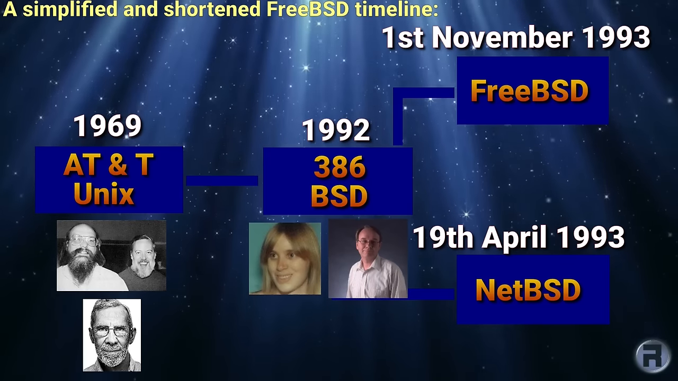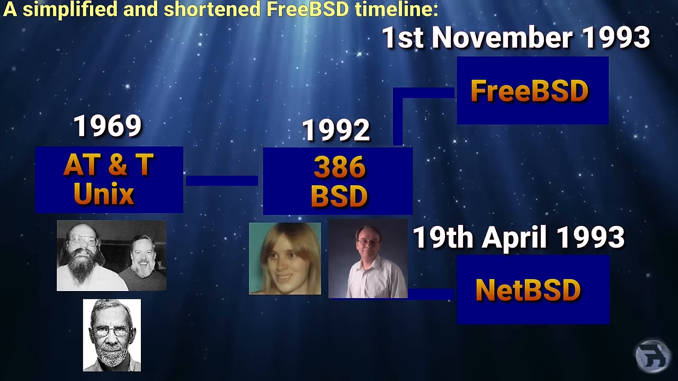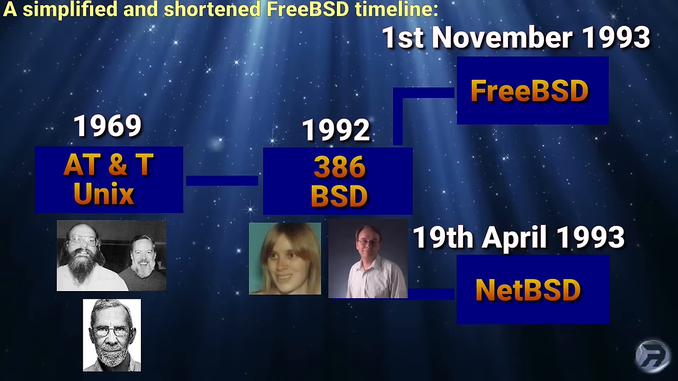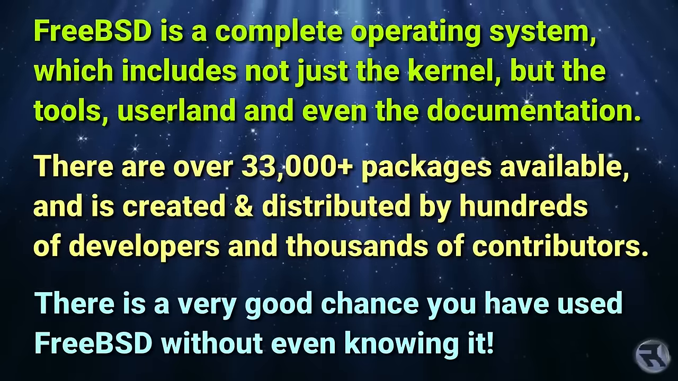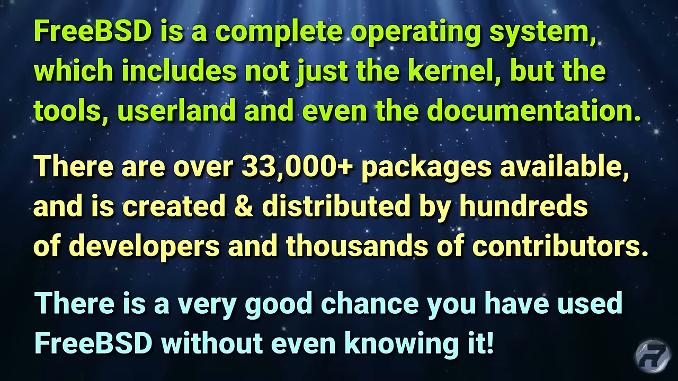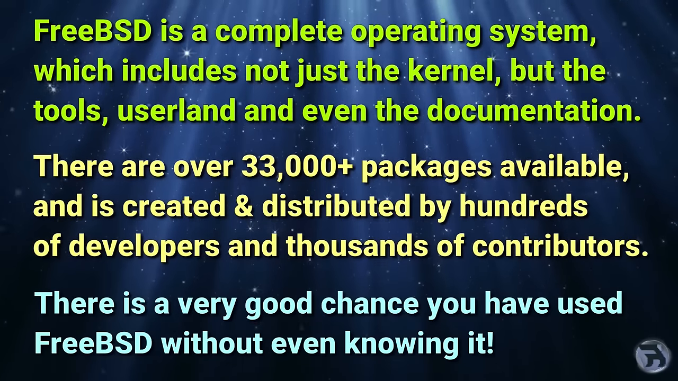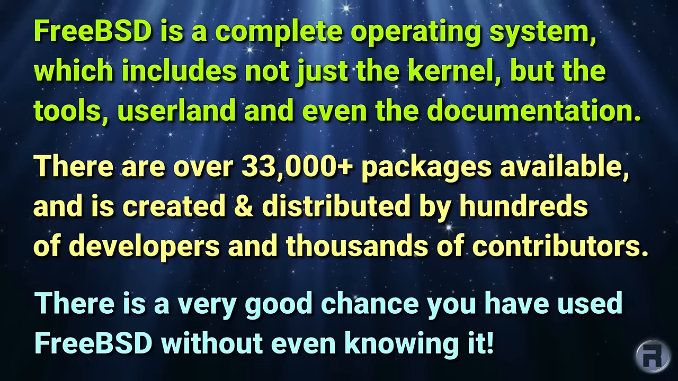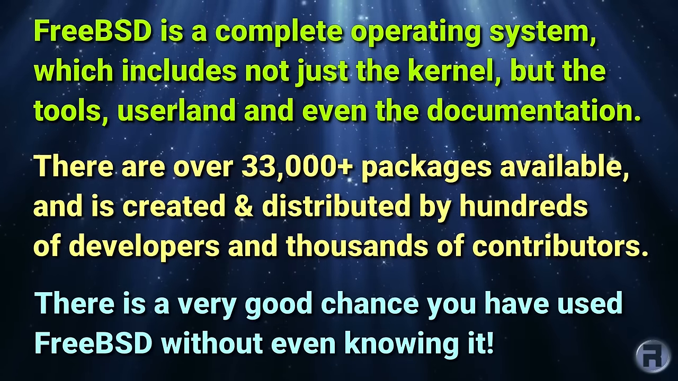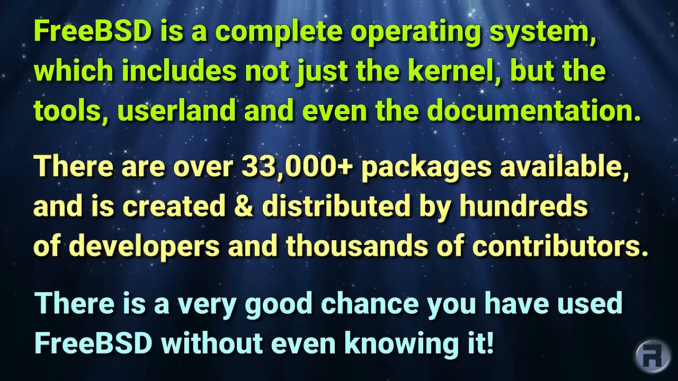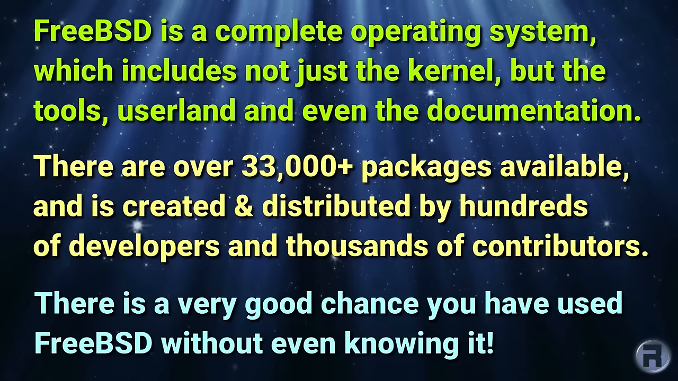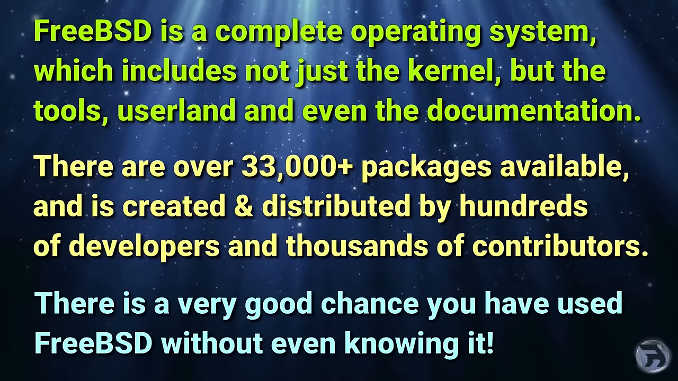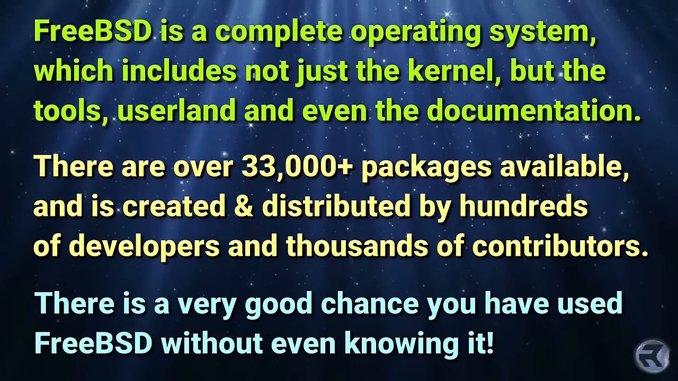NetBSD and FreeBSD, although no longer containing any code directly connected with the original BSD release, are regarded as being true descendants of the original BSD. FreeBSD is a complete operating system, which, again, unlike other Unix-like OSs, contains not just the kernel, but the tools, userland, and even the documentation. Currently, there are over 33,000 packages available that are created and distributed by hundreds of FreeBSD developers and thousands of FreeBSD contributors. Because FreeBSD is used by some of the biggest companies in the world, there is a good chance that you've used it without even knowing.